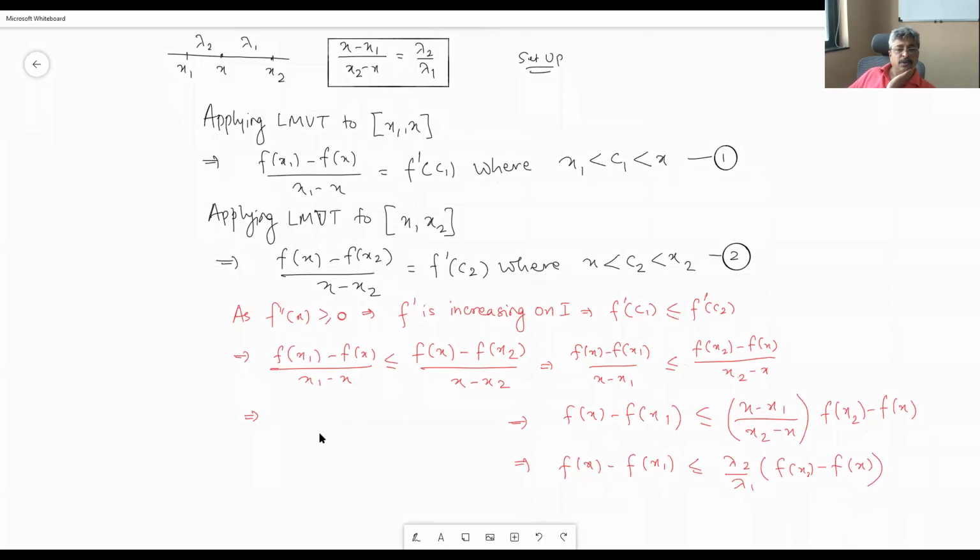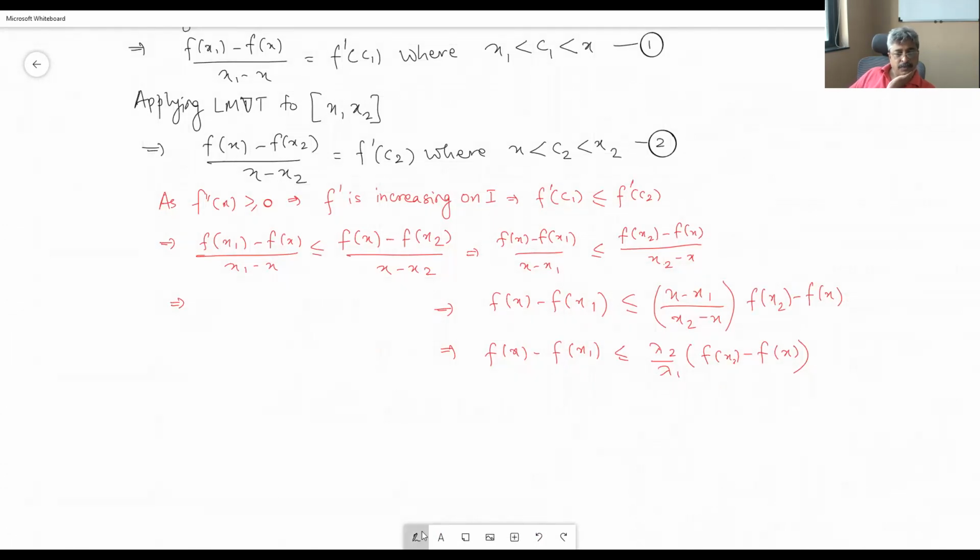Okay, so further, this implies, cross multiplying, now lambda 1 and lambda 2 are greater than 0. Therefore lambda 1 times f of x minus lambda 1 times f of x1 is less than or equal to lambda 2 times f of x2 minus lambda 2 times f of x.